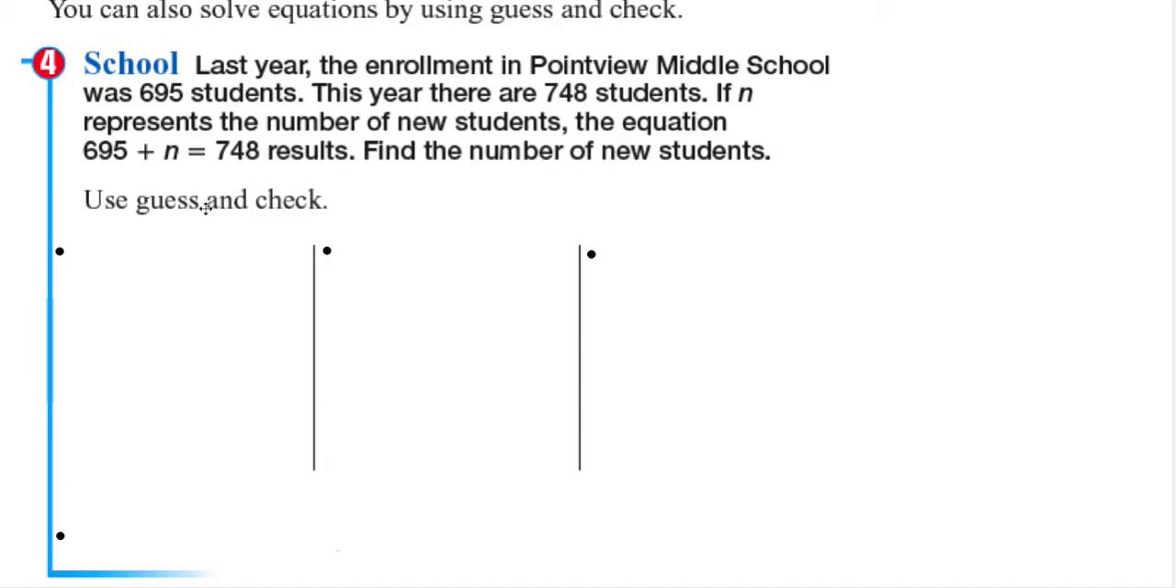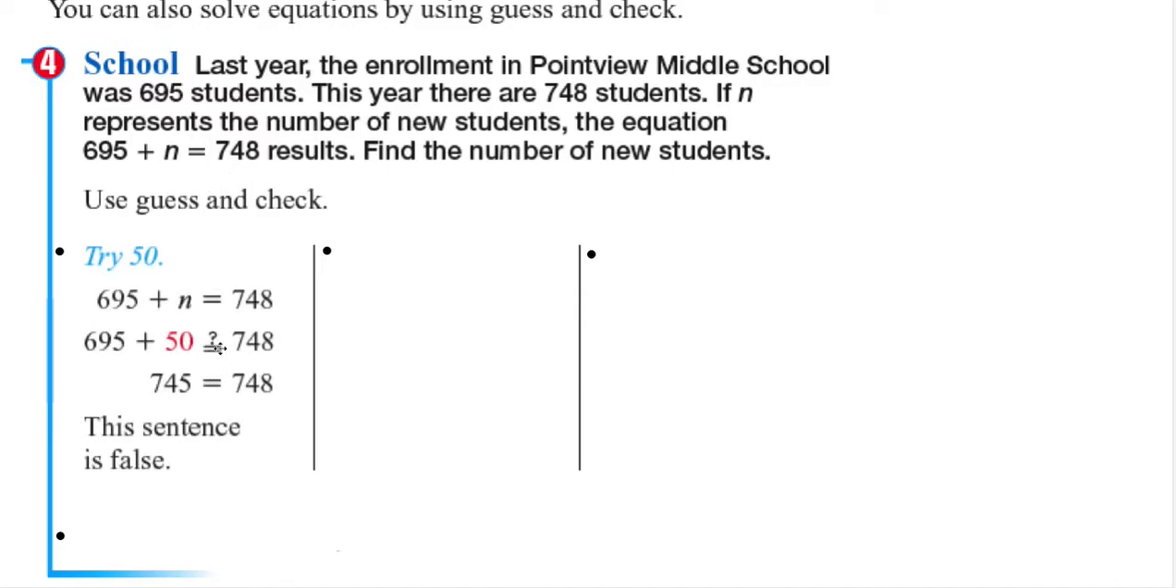Another way of doing this is probably just subtracting 695 from 748. That's an easy way of doing it. But let's use guess and check, because in future problems, the problems will not be 695 plus n equals 748. It will not be this simple. With guess and check, we try one number first. If we add 50 to 695, it will be 745 only. That means it is a false equation.